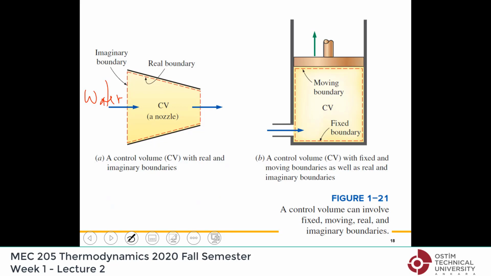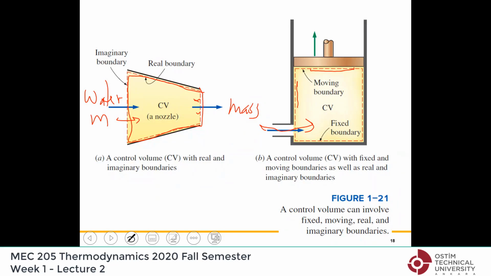If you choose the space, the region within the nozzle like this, as your system, it's a control volume. And as you see, mass enters and also mass leaves. It's a control volume. And this is a real boundary here, but this is an imaginary boundary because mass can penetrate there. And a control volume can also involve a fixed boundary, as you see here, or a moving boundary. This is a control volume because mass is entering, crossing the boundary.